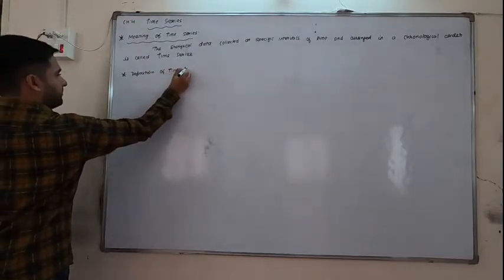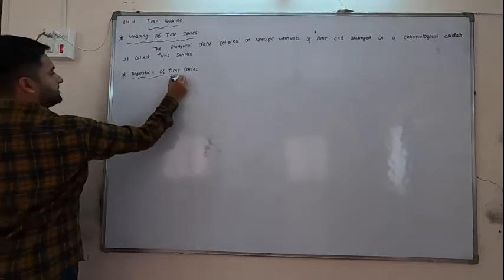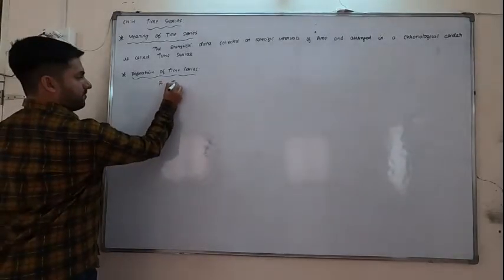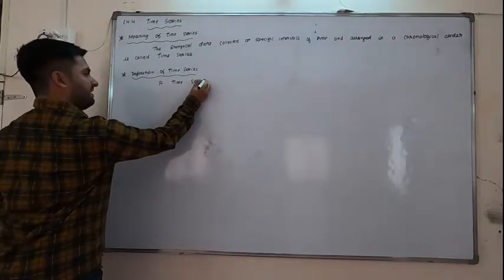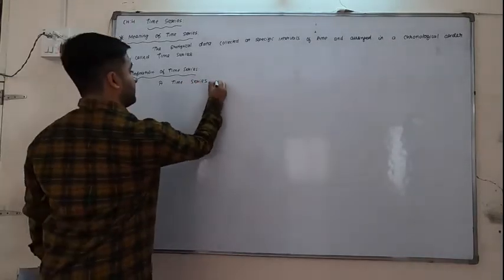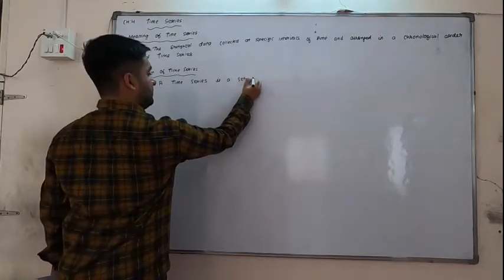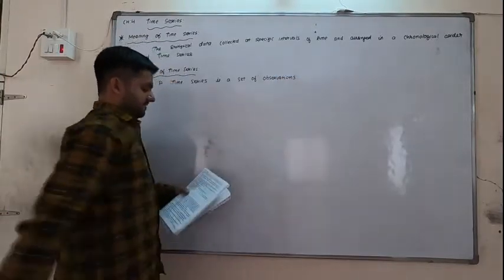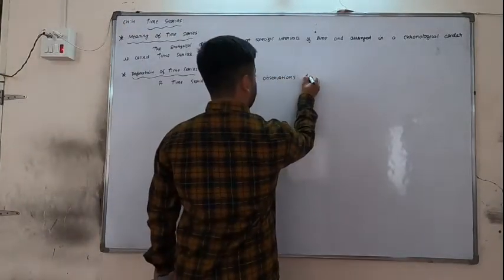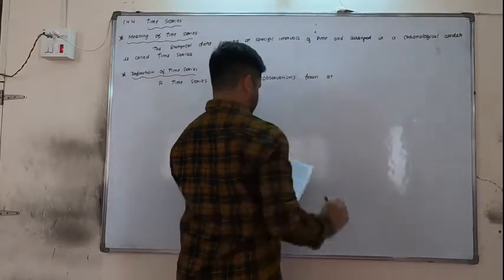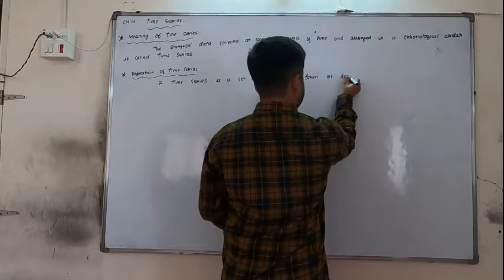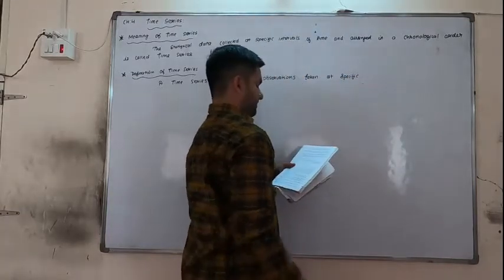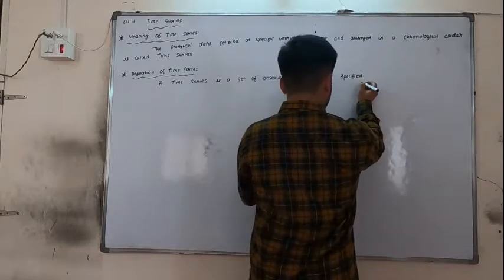Definition of time series. A time series is a set of observations taken at specified time periods.